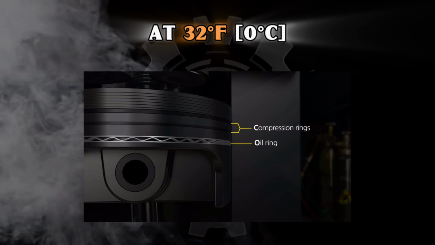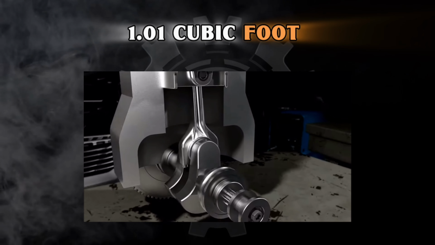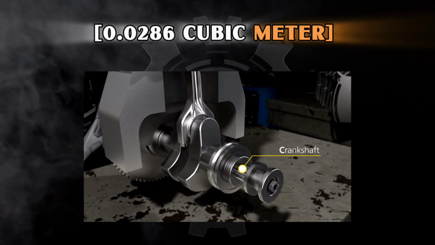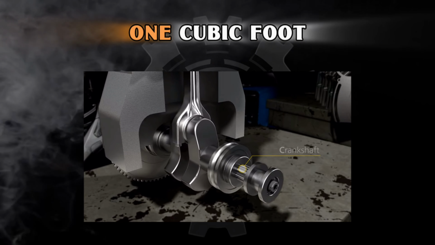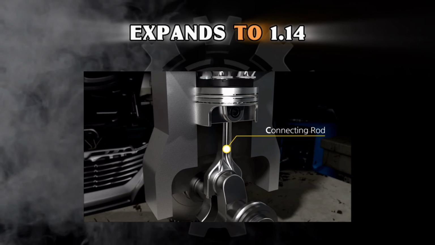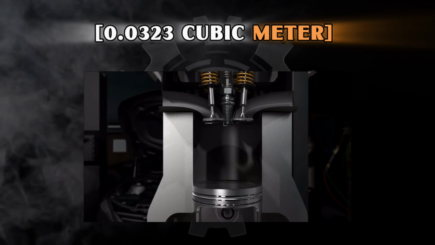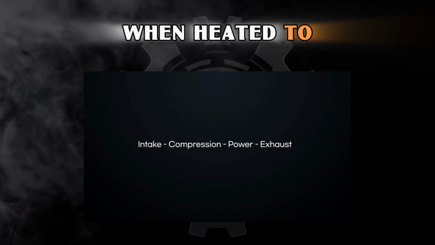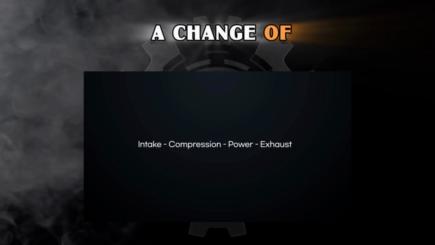at 32 degrees, 0 degrees C, becomes 1.01 cubic foot, 0.0286 cubic meter. When heated to 100 degrees, 37.8 degrees C, 1 cubic foot of air, 0.0283 cubic meter, expands to 1.14 cubic foot, 0.0323 cubic meter. This occurs without a change of pressure.